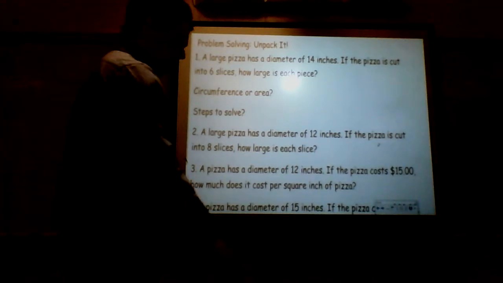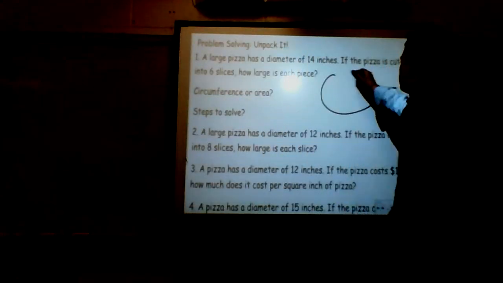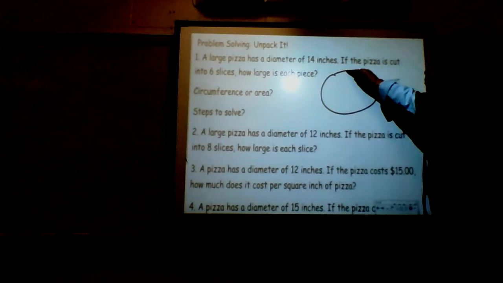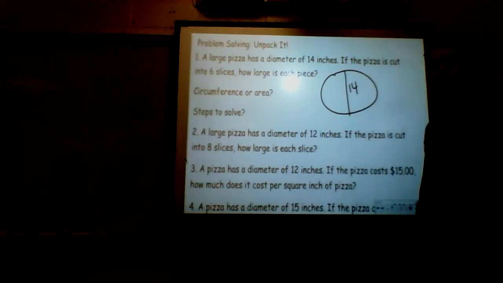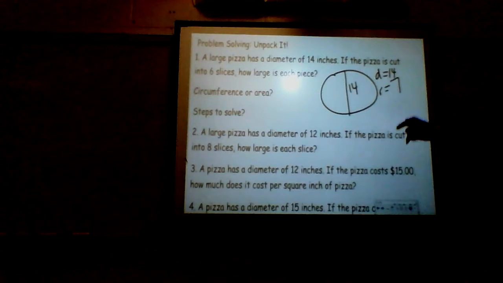Okay, so first thing I'm doing, I'm drawing a circle. Circular pizza. Diameter of 14 inches. The diameter is 14, means the radius is half of that, which is 7. A couple things are happening here. It says the pizza is cut into 6 slices. How large is each piece?